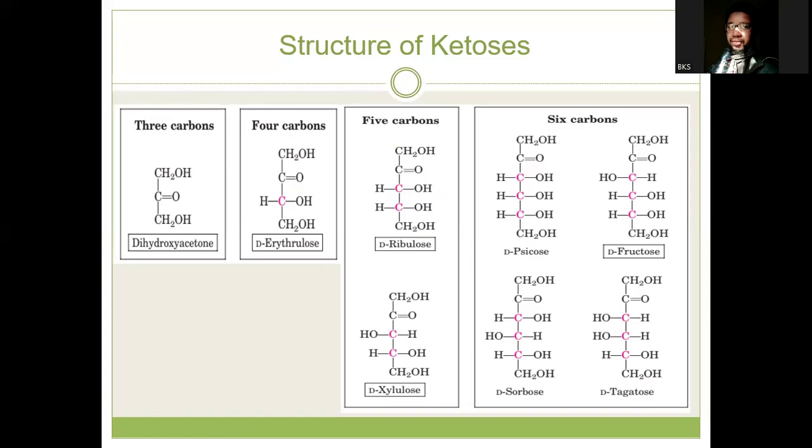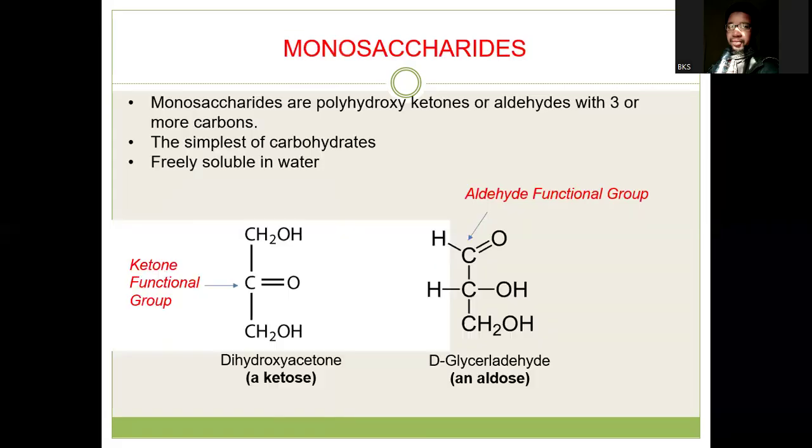So it doesn't have a chiral or asymmetric center. We have D-erythrulose. In 5 carbon, we only have 2, D-ribulose and D-xylulose. And there is also the L form of them. In 6 carbon, we only have 4 of them, D-psicose, D-fructose, D-sorbose, and D-tagatose. Now, let's look at monosaccharide.